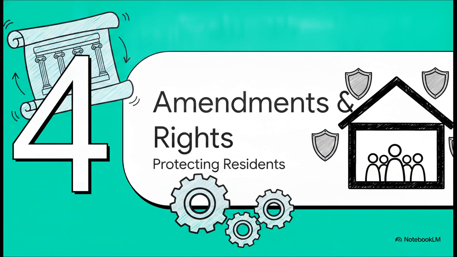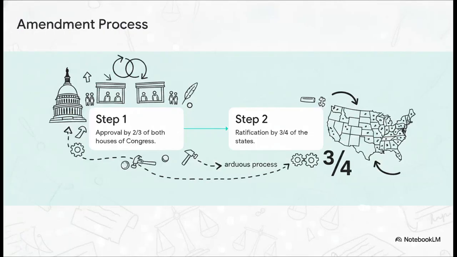Now let's head into Section 4, Amendments and Protected Rights. A blueprint drawn up way back in 1787 really wouldn't be much good today if it couldn't be updated, but the framers made changing the Constitution intentionally difficult. It is a truly arduous process.